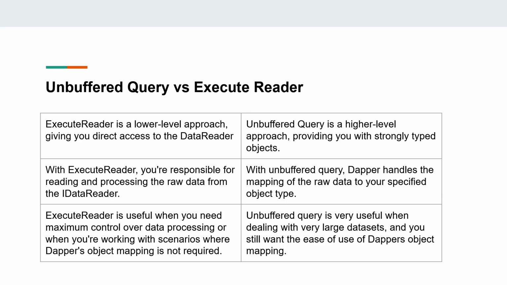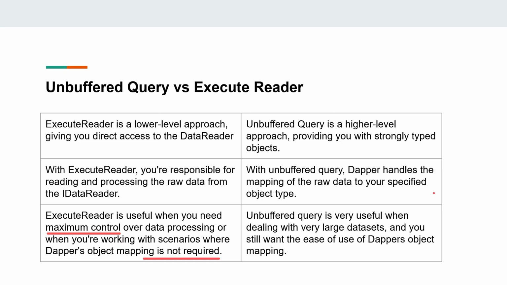Execute reader is useful when you need maximum control. Because you have seen there are different types of parameters like transaction, command type. Using that, you have full control over how you want to execute your query. So execute reader provides us the maximum control over the data processing, or when you are working with scenarios where Dapper object mapping is not required, right? So there could be some scenarios where object mapping is not required. In those cases, you can use execute reader.